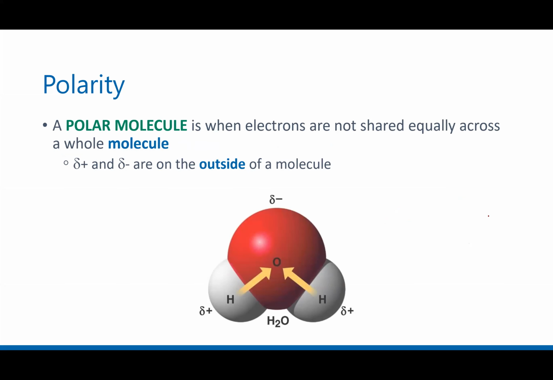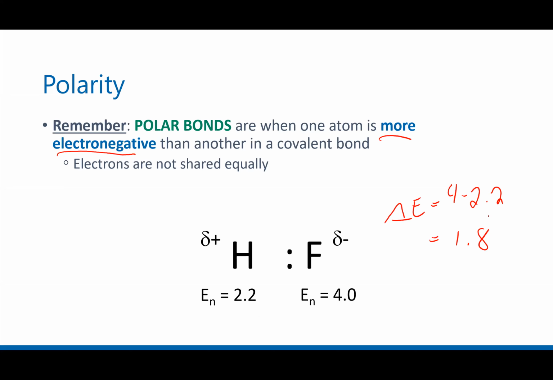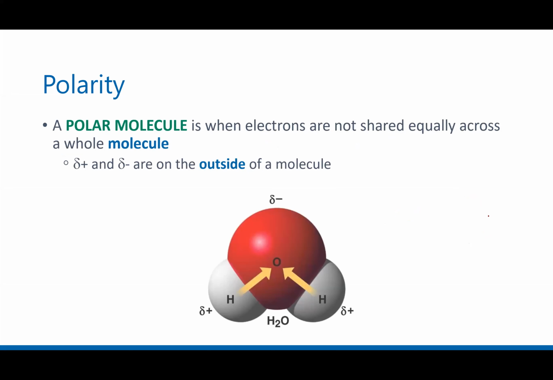A polar molecule, so again, not talking about a polar bond, I'm talking about a molecule in its entirety. A polar molecule is when electrons are not shared equally across an entire molecule. So your positive and negative charges are on the outside of the molecule. Water is a good example of something that is polar. We have our negative charge up here and our positive charges down here, and it creates a polar molecule.